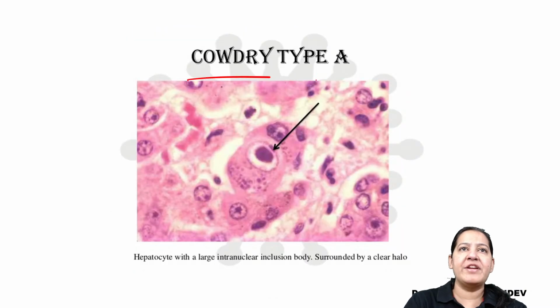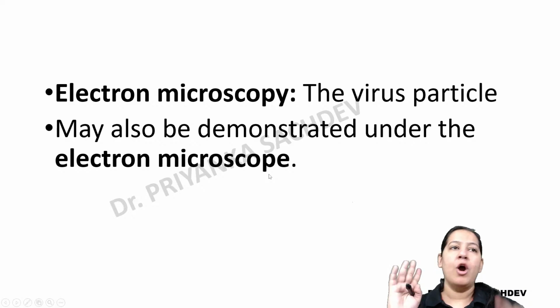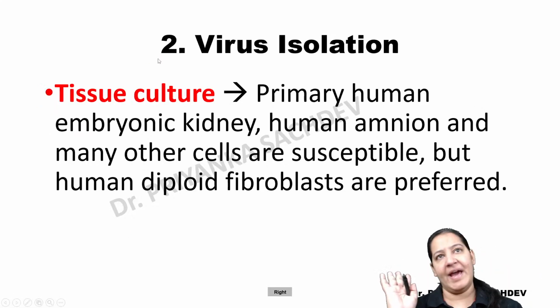You can see this is Cowdry type A inclusion bodies. Inside the nucleus there is an inclusion body. So these are the indirect indicators that virus is present on light microscopy. But on electron microscopy, you can directly see the virus.